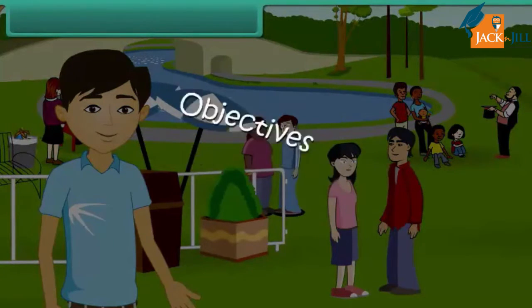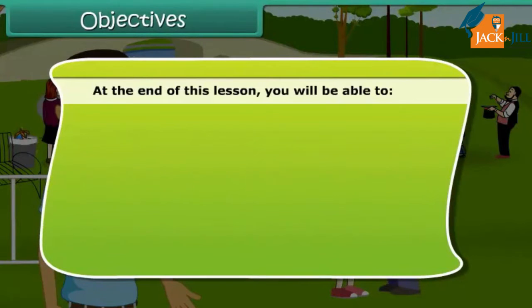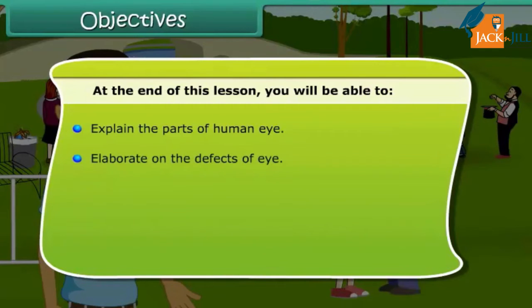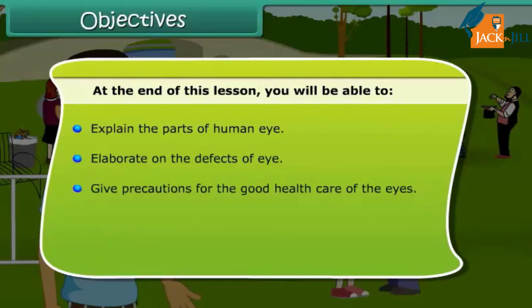Objectives. At the end of this lesson, you'll be able to explain the parts of the human eye, elaborate on the defects of the eye, give precautions for the good health care of the eyes, and comment on the Braille system.